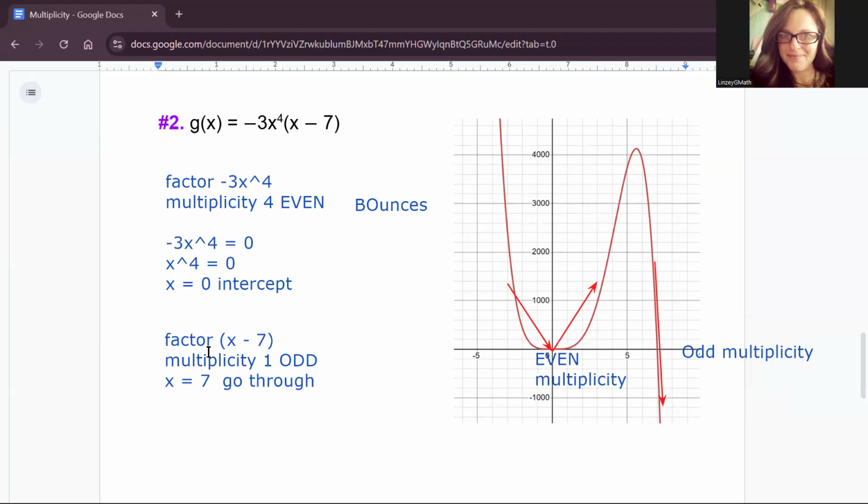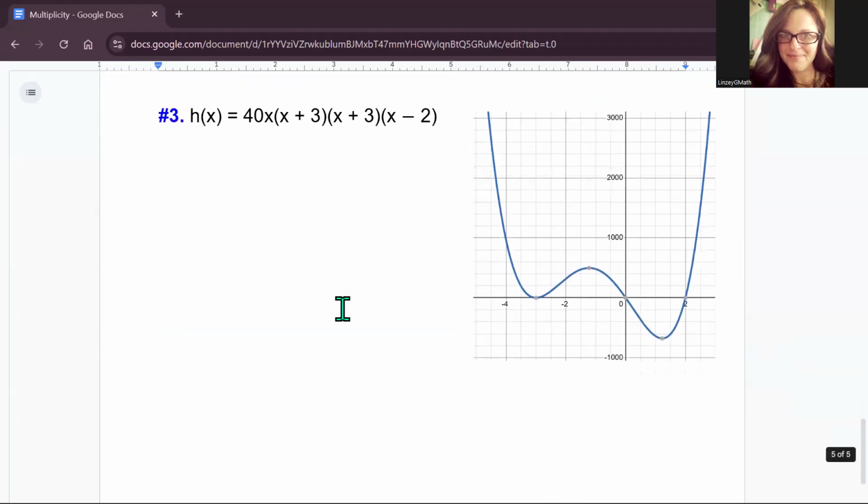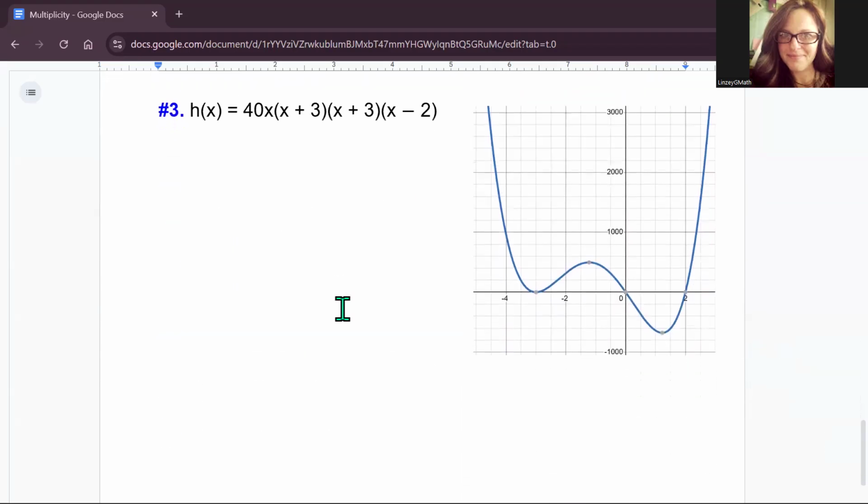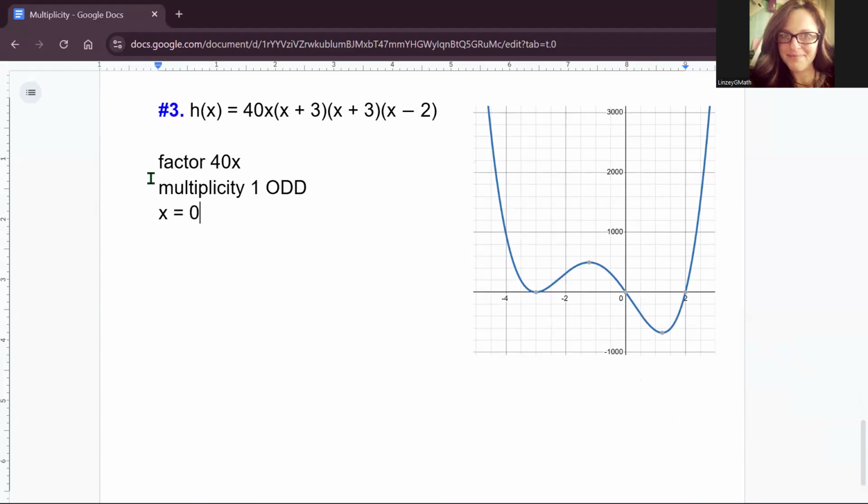All right, and the last one, number 3. I gave you a little trick here. Let's see if you noticed. We have our first factor, 40x. It has a multiplicity of 1, x to the first power, odd. So at the x-intercept, x equals 0, the graph will go through. And we can see here the graph does go through x equals 0.